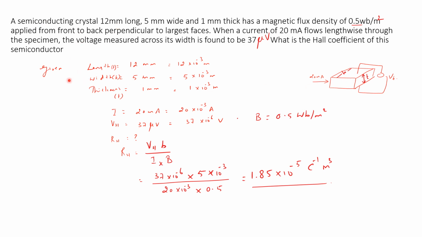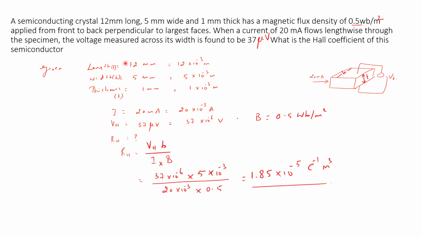What is given? Let us first write. Length is given as 12 mm. So mm is not SI unit. It has to be converted. So 12 into 10 power minus 3. Then width is given 5 mm, 5 into 10 power minus 3 meter. Then thickness is given 1 mm, that is equal to 1 into 10 power minus 3 meter. Then current is 20 milliampere, so 20 into 10 power minus 3 amperes.